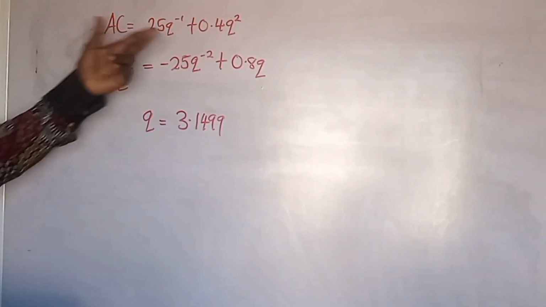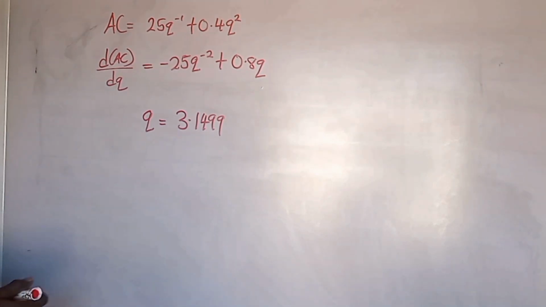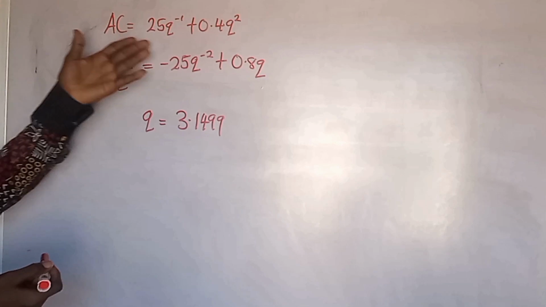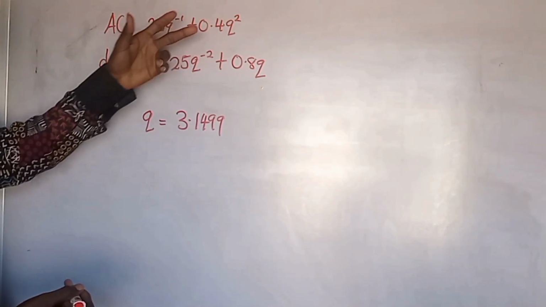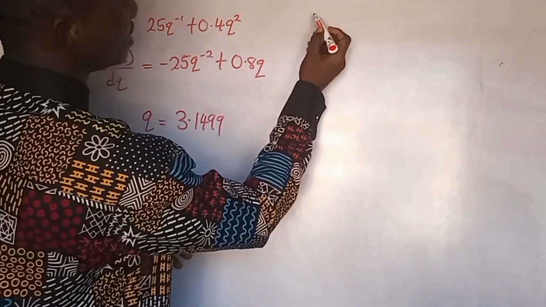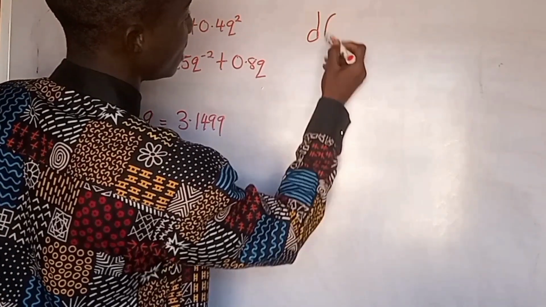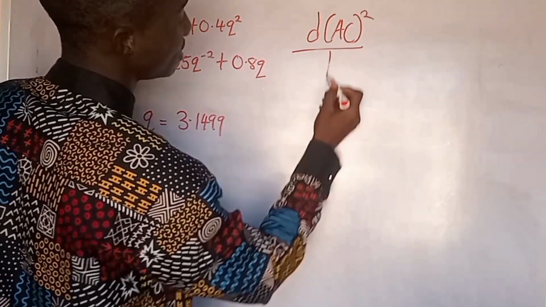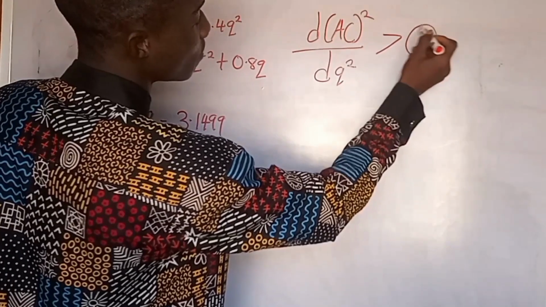We have the AC function as this. We have taken the first derivative and we have gotten the value of q. Now the next thing is to take the second derivative of the function AC equals 25q raised to the power of minus 1 plus 0.4q raised to the power of 2. Don't forget, at the minimum point, the second derivative of AC with respect to q squared must be greater than 0.